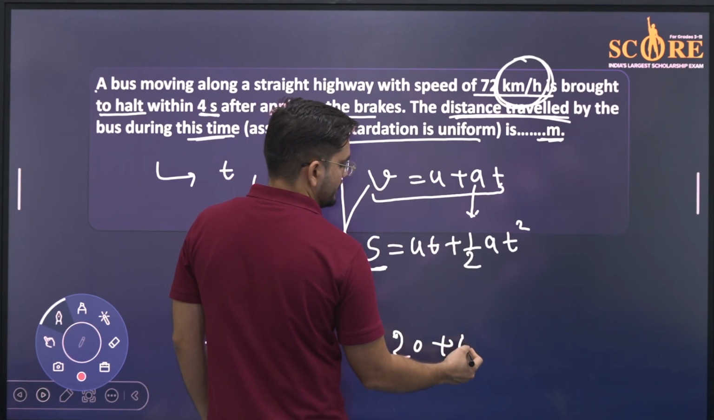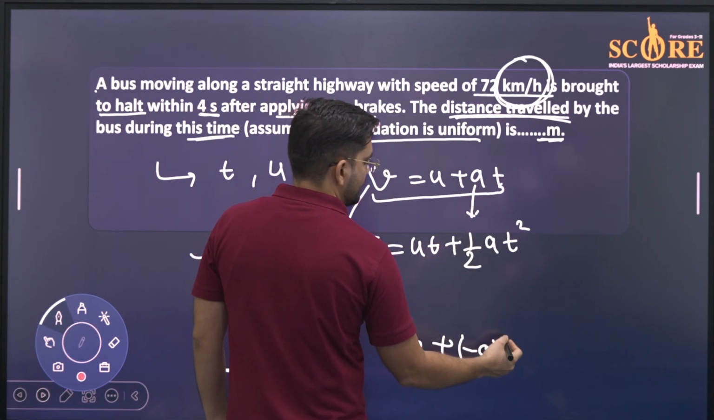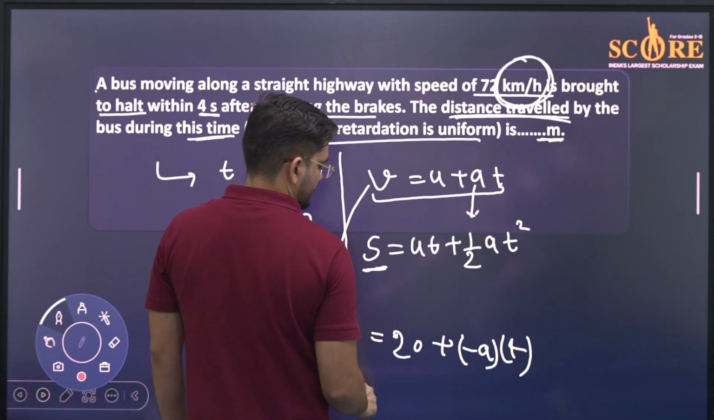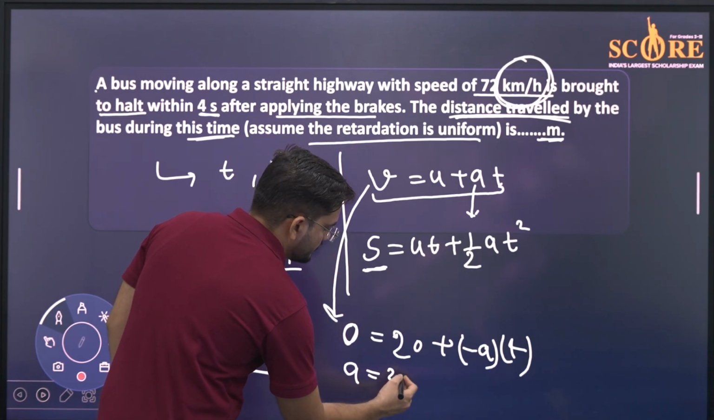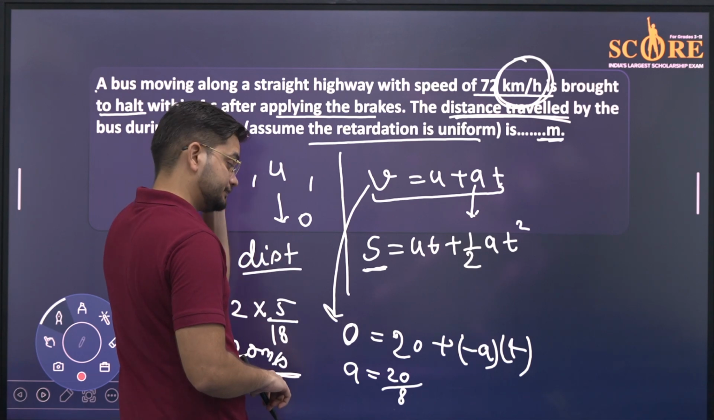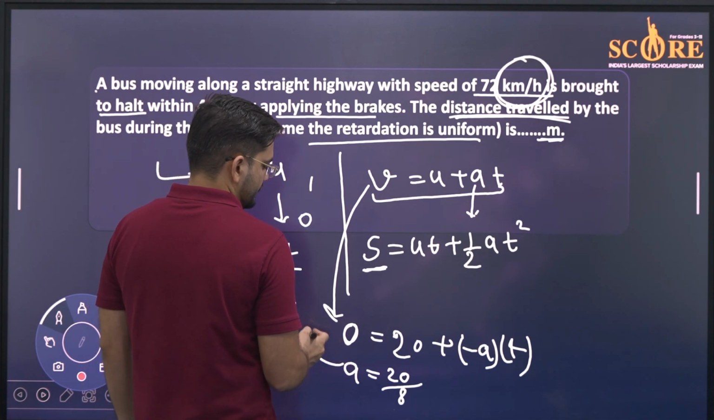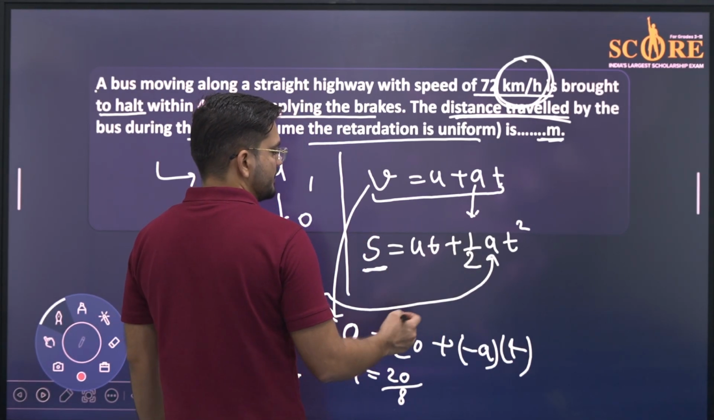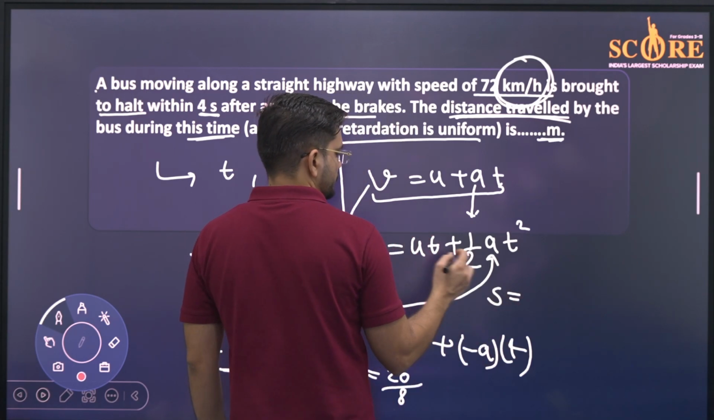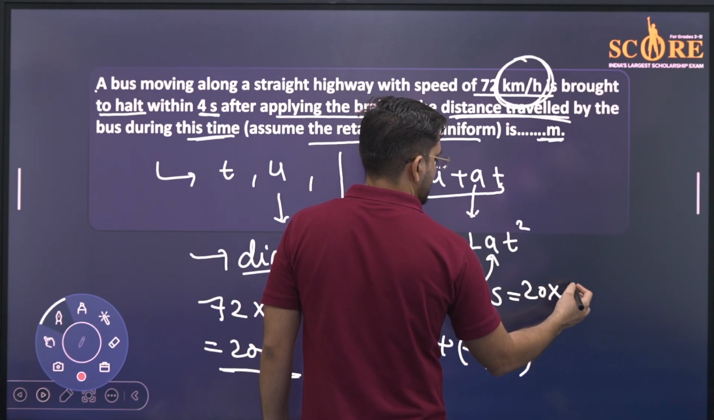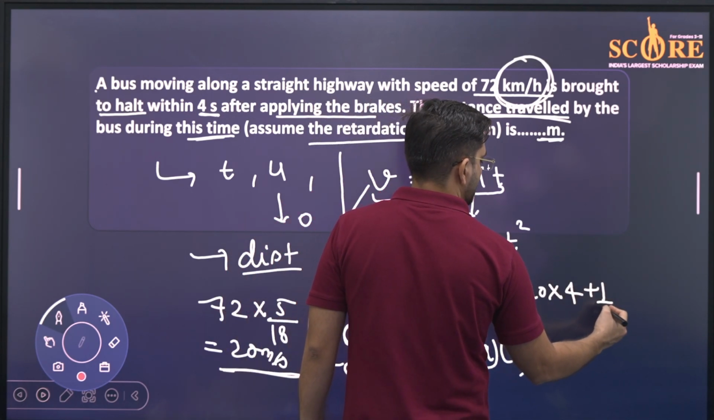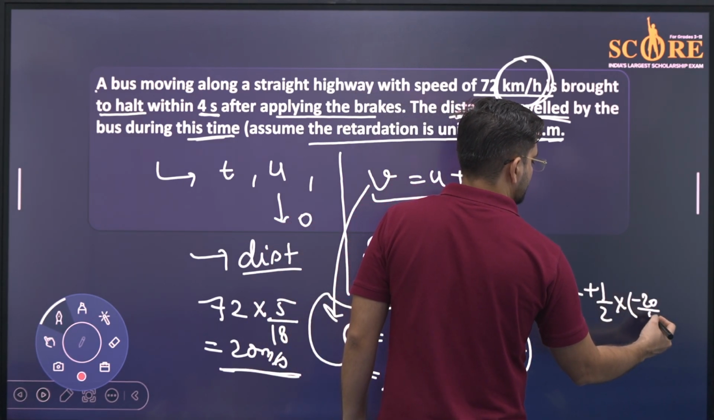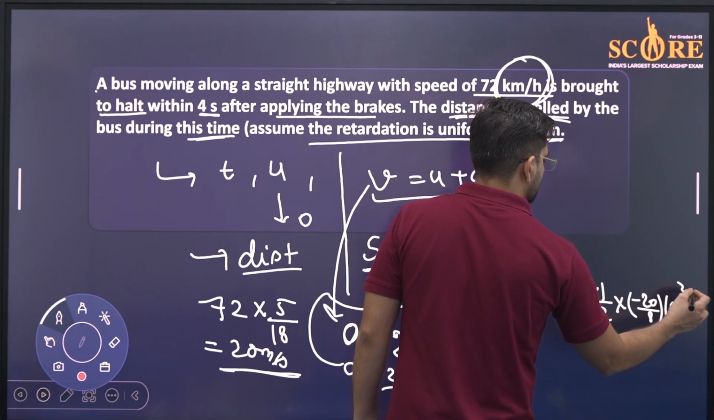Acceleration is negative, so I consider it minus a, and the time taken by the bus is 4 seconds. So acceleration is 20 divided by 4. Got it? Then we will put this acceleration in this equation. So the displacement will be s is equal to u t, 20 times 4, plus half a, which is minus 20 by 4, and the time is 4 seconds.